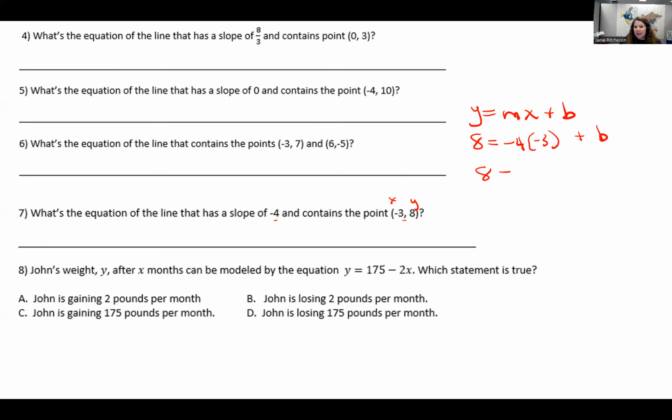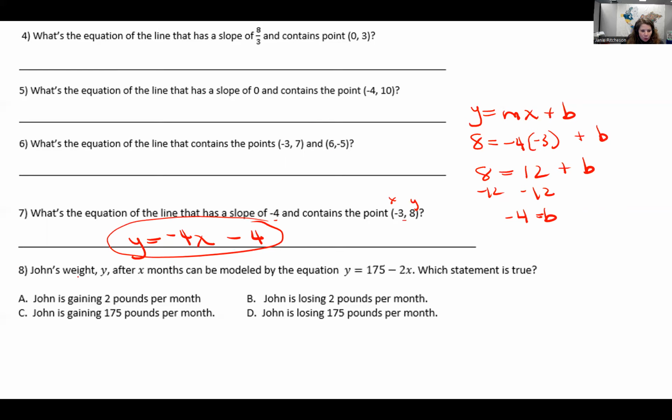So now we're going to combine. -3 times -4 is 12. Now we're going to subtract 12 from both sides. So our y-intercept is -4. We put it all together and we get y equals -4x minus 4. That's our equation.